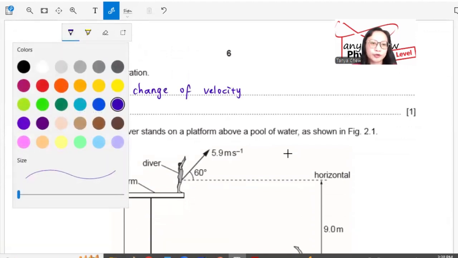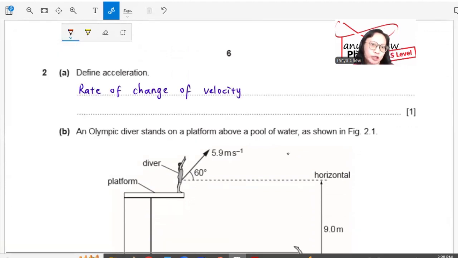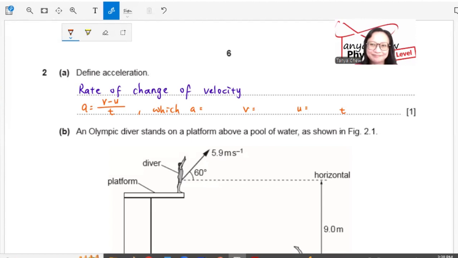But some students wonder whether we can put an equation in our definition. I would tell you I have no problem with that. You can just write a equals v minus u over t, but you cannot leave your answer just like that because every symbol that you use here, you have to explain. So you have to state that a represents acceleration, v represents final velocity, u represents initial velocity, and t represents time taken. You have to explain every single symbol that you are using.